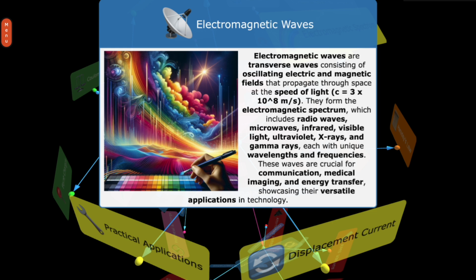Electromagnetic waves are transverse waves consisting of oscillating electric and magnetic fields that propagate through space at the speed of light, c equals 3 × 10 to the power of 8 m/s. They form the electromagnetic spectrum, which includes radio waves, microwaves, infrared, visible light, ultraviolet, X-rays, and gamma rays, each with unique wavelengths and frequencies. These waves are crucial for communication, medical imaging, and energy transfer, showcasing their versatile applications in technology.